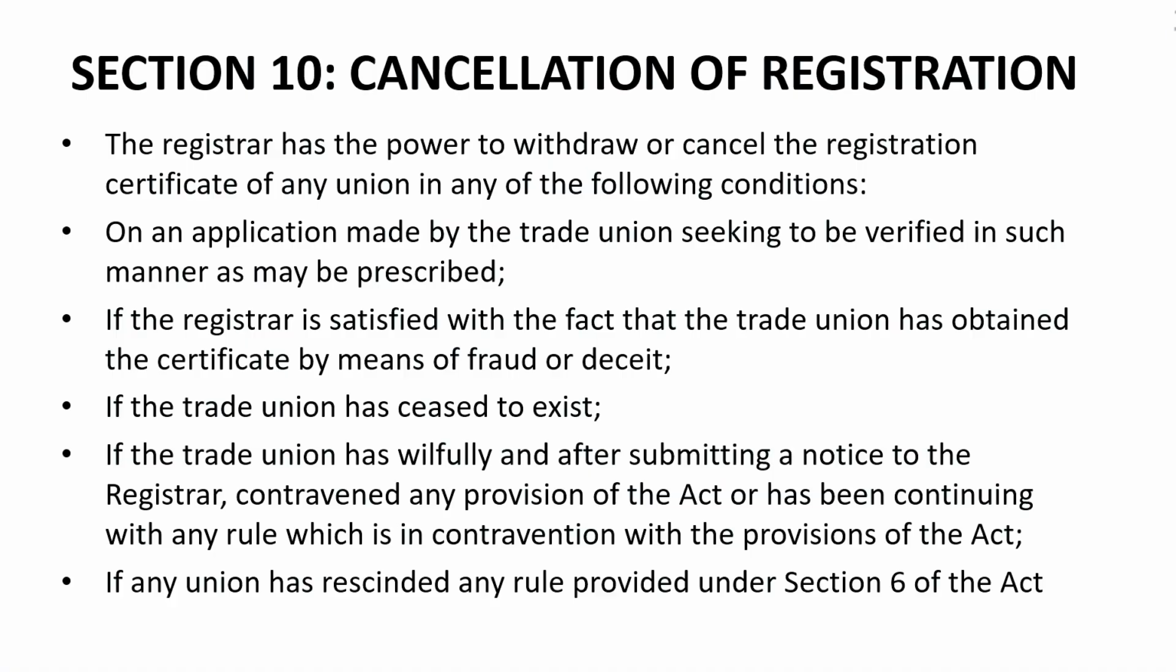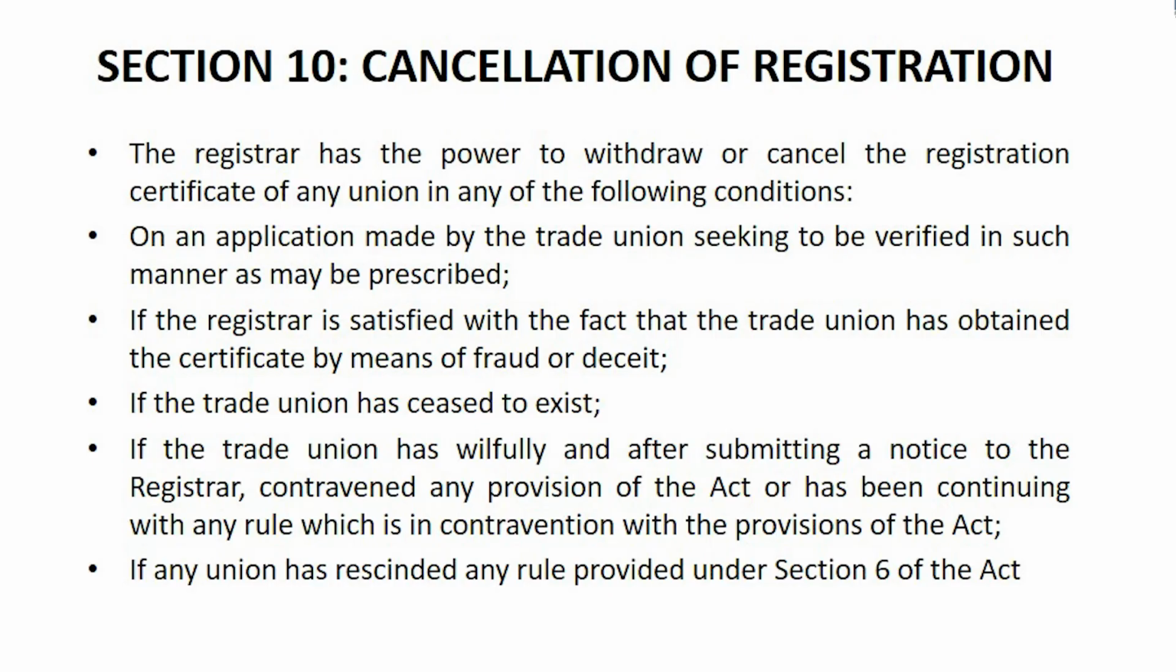It is a proviso that the 7 members have to be from the same establishment where they are doing the work. They should be from the same kind of establishment. So, this is the minimum membership of a trade union.